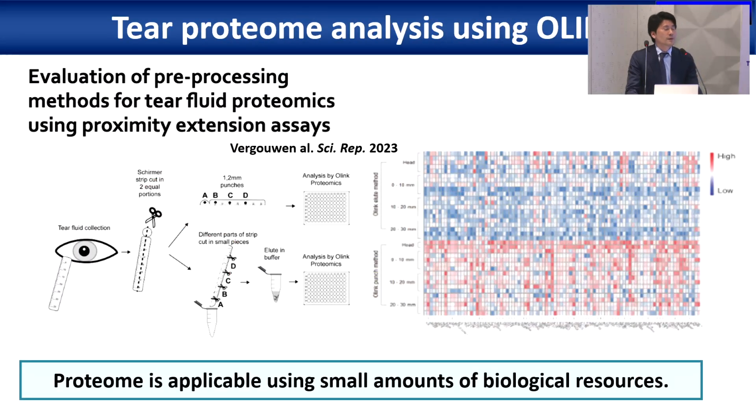I would also like to introduce a new proteome method, OLINK. This method allows quantification of proteins in a small amount of biological material, such as tear fluid. Conducting QTL analysis and integration with GWAS results will further expand our understanding of eye diseases. Now we are conducting a proteome analysis of tear fluids in patients with IgG4-related disease or thyroid eye disease.